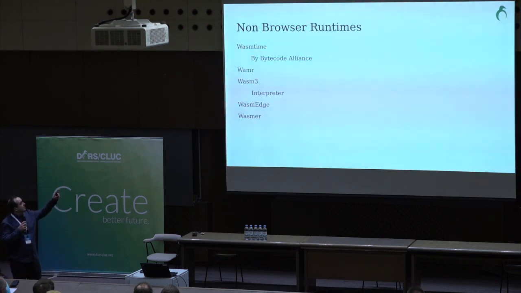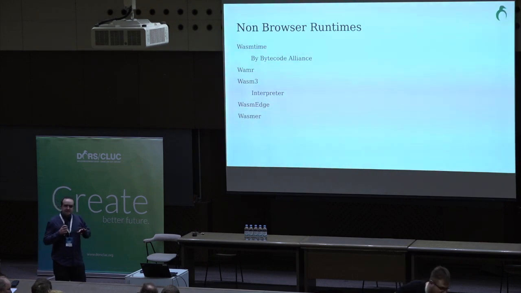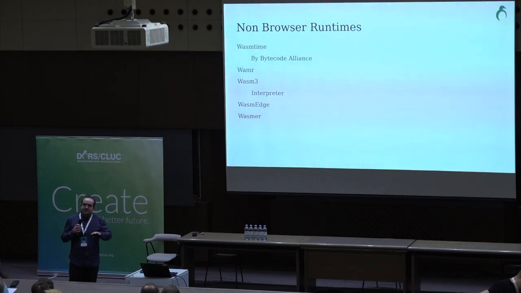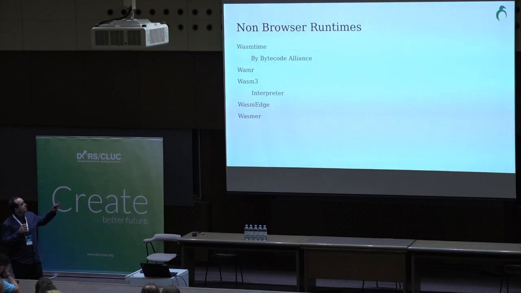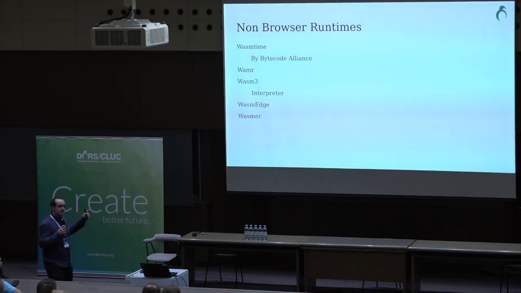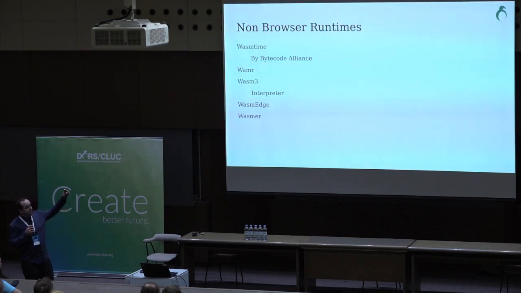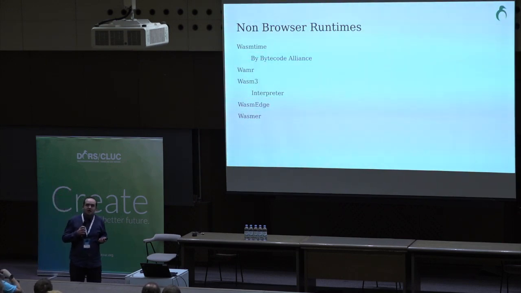The first one, Wasmtime. That's the most popular, as far as I see, at this point. The organization behind it is the Bytecode Alliance. We will see that name on a few more slides. We have different WebAssembly runtimes. One is actually an interpreter. All others are JIT or AOT, ahead of time compilation.